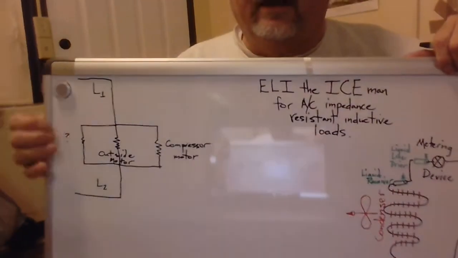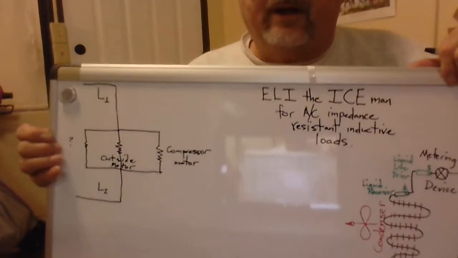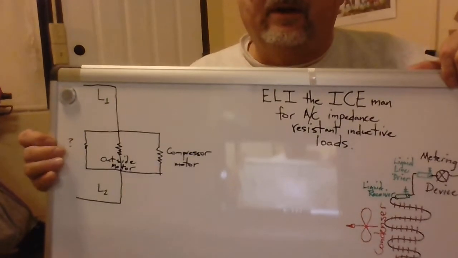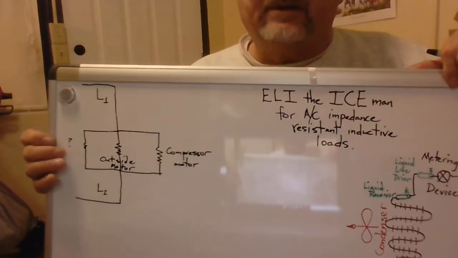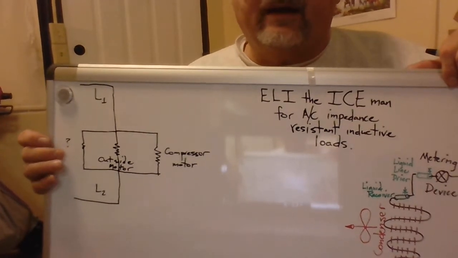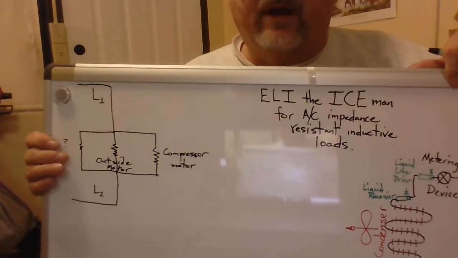Starting down here in this corner, I'm showing a very simple series parallel circuit with a compressor, outdoor fan motor, and a question mark. And that question mark is what I'll explain to you in a second, is what happened to me years ago on a call where the outdoor fan motor was overamping.